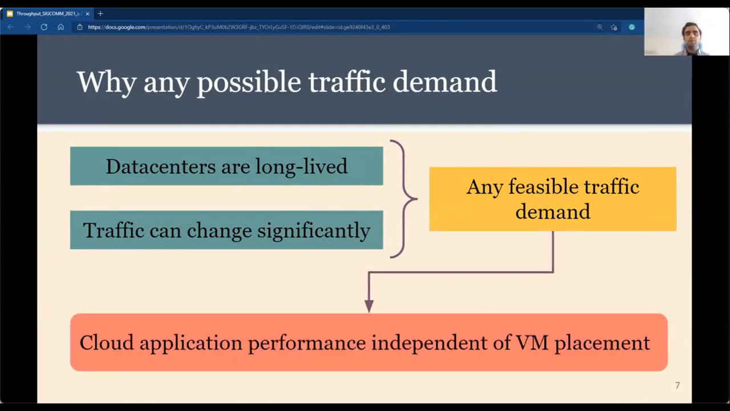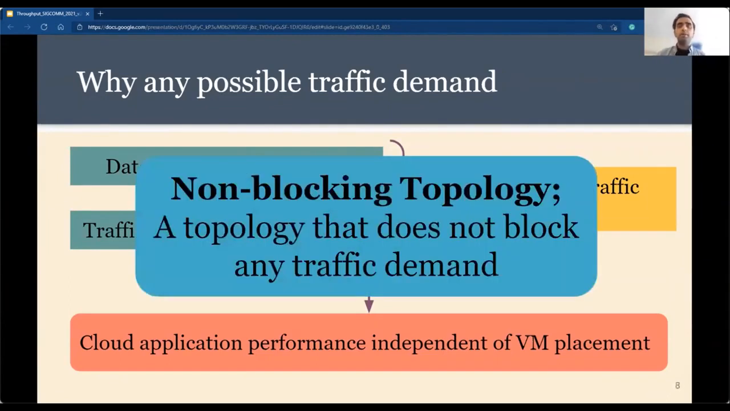Designing the network to support any feasible traffic demand has some desirable properties. One of them is that you can put your virtual machine anywhere in the network, and the performance of the application is not going to get affected. Such a property can be achieved using a non-blocking topology. A non-blocking topology can handle any feasible traffic demand without causing congestion in the network.